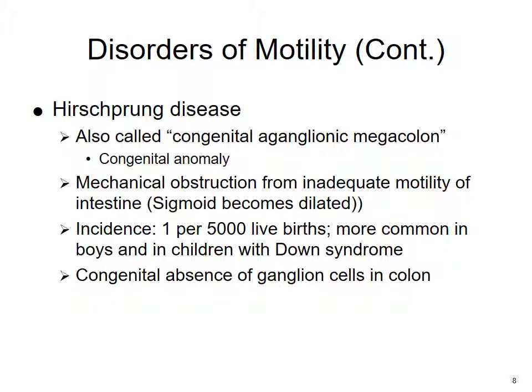Hirschsprung disease is a congenital abnormality. It's also called congenital aganglionic megacolon. It's a mechanical obstruction from inadequate motility of the intestine where the sigmoid portion becomes dilated. The incidence is about 1 per 5,000 live births, and it is more common in boys and children with Down syndrome. And what is actually happening is there's an absence of some motility cells called ganglion cells in the colon.